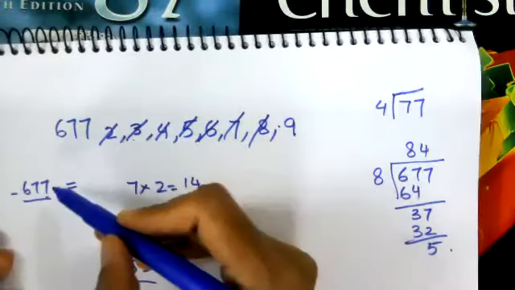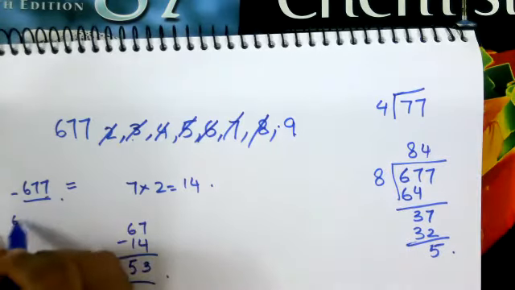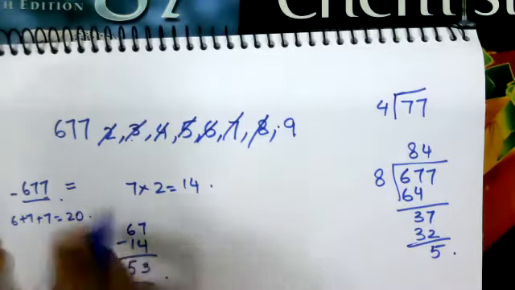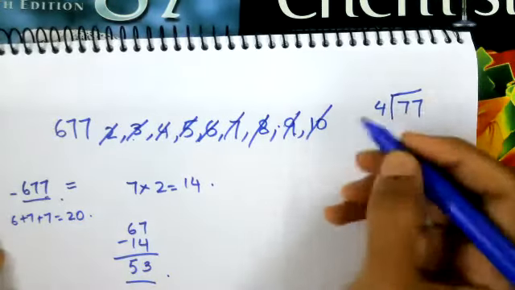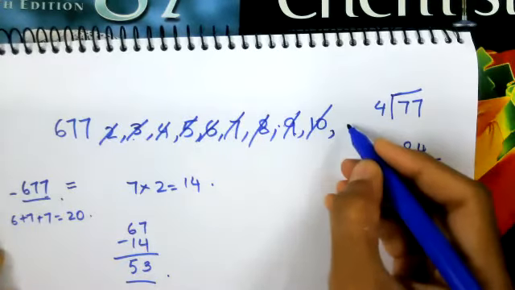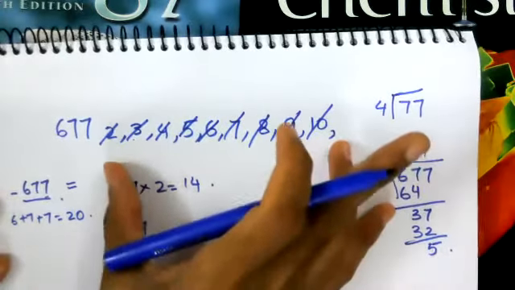For 9, the same divisibility rule as for 3. So the sum of digits was 20, right? 20 is not divisible by 9. So 9 is not a factor. 10 is not a factor because the last digit is not 0. And so you can go on, but none of these numbers are a factor.